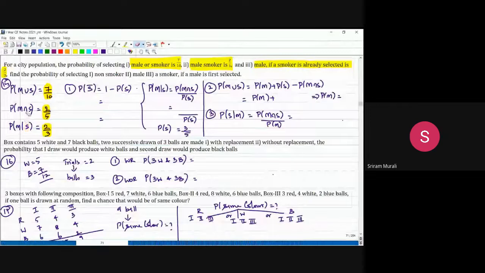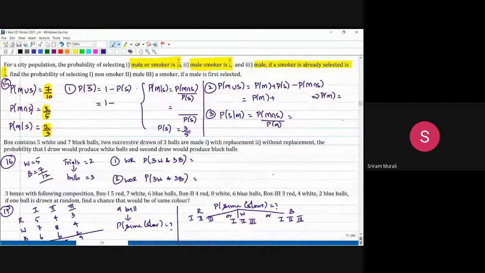So what I want to do is find the probability of non-smoker, the probability of male, and the probability of smoker if male is already selected. First, what is given to us? Probability of non-smoker is equal to 1 minus the chance of getting a smoker. How to find the smoker? What is given to us? M given S is 2 by 3.